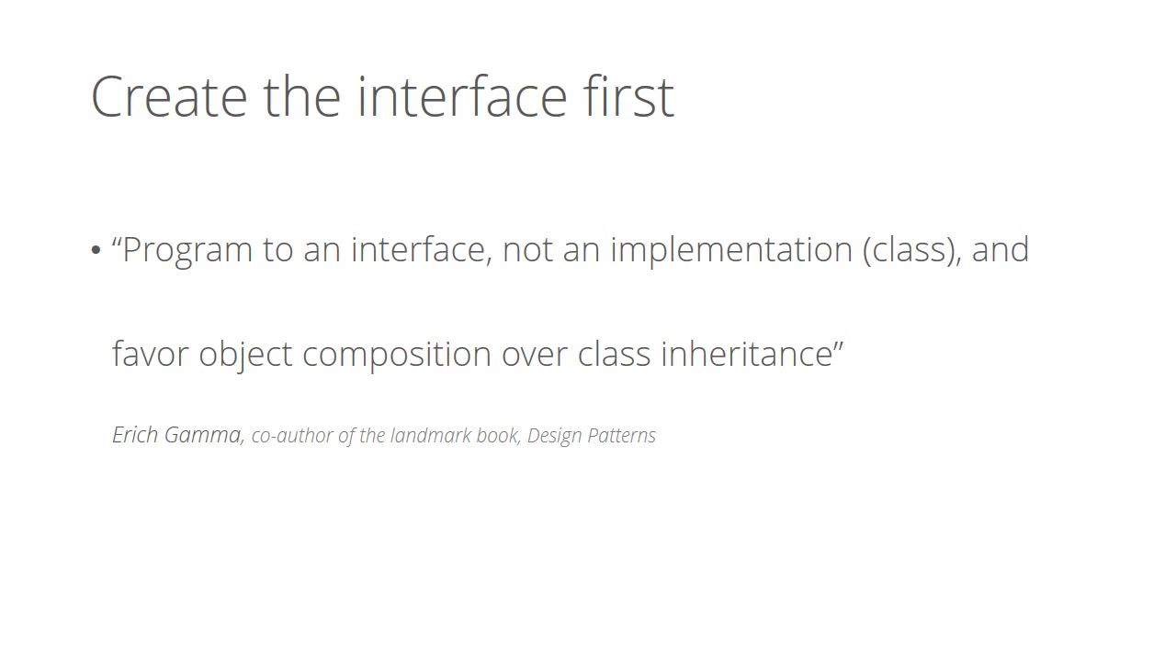Erich Gamma, one of the authors of the world-famous book Design Patterns, says: program to an interface, not an implementation, that's a class by the way, and favor object composition over class inheritance. That is, don't create a class first, create the interface first, and create its implementation later. Always provide interface types in method parameters and in properties instead of class types. Also, if you are able to do it by mixing many little interfaces, prefer it instead of inheriting from some base class.